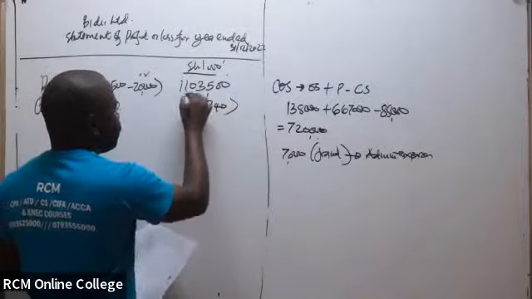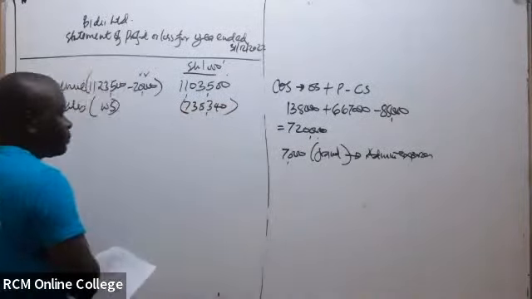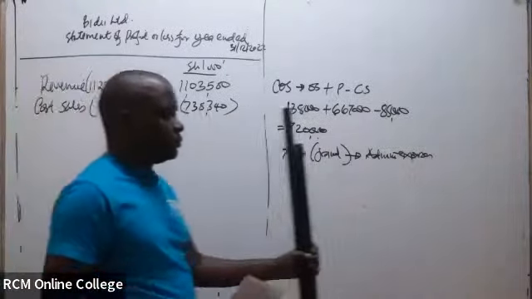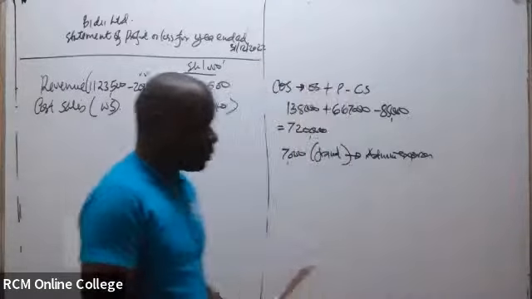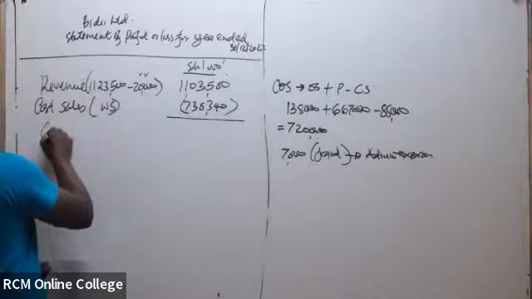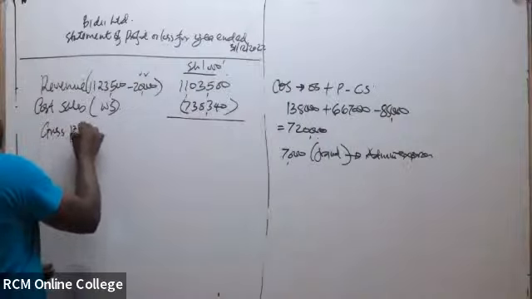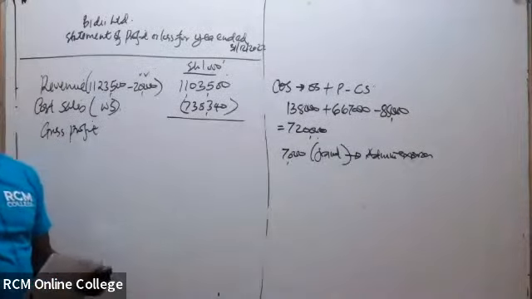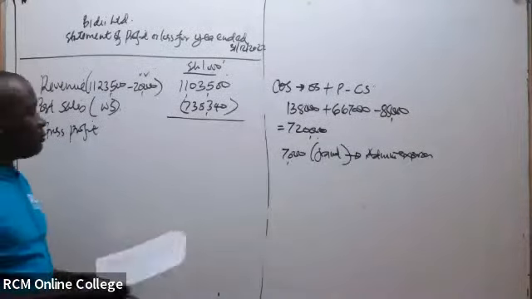Therefore you can get the difference, so that you can get the gross profit. The gross profit comes to 365,160.